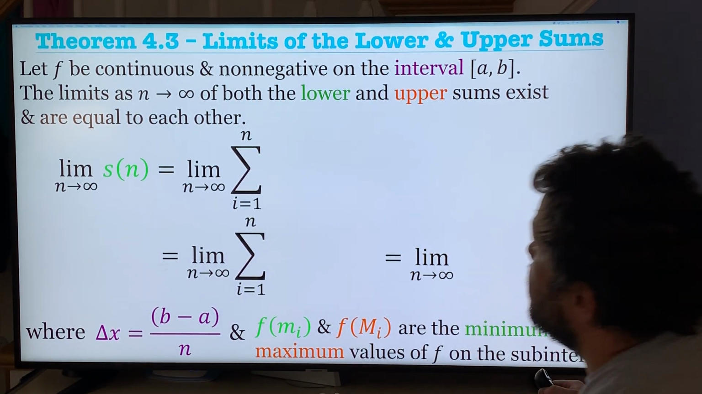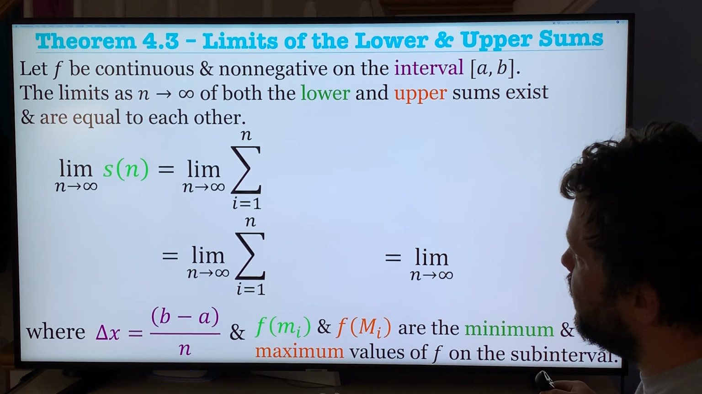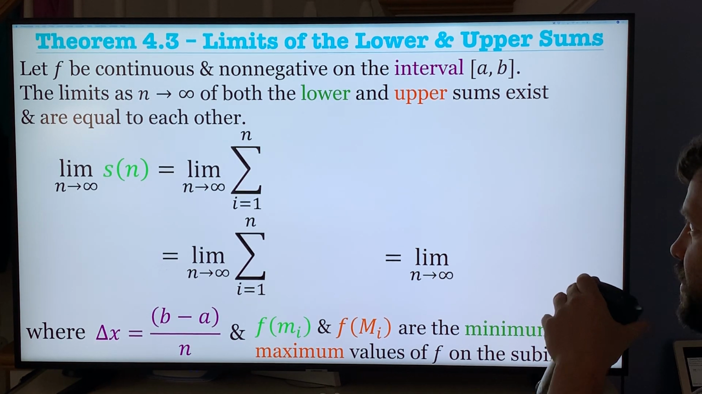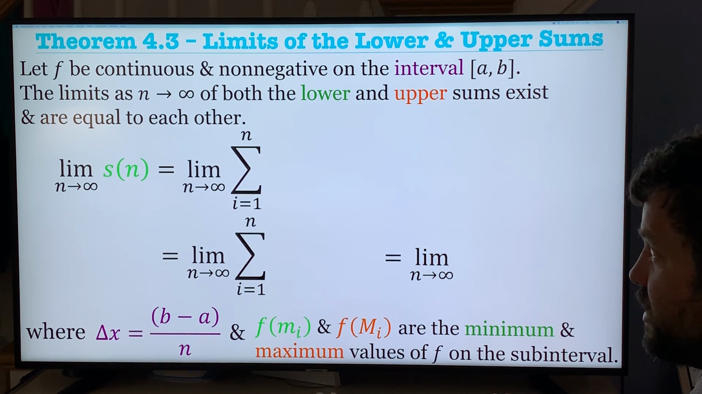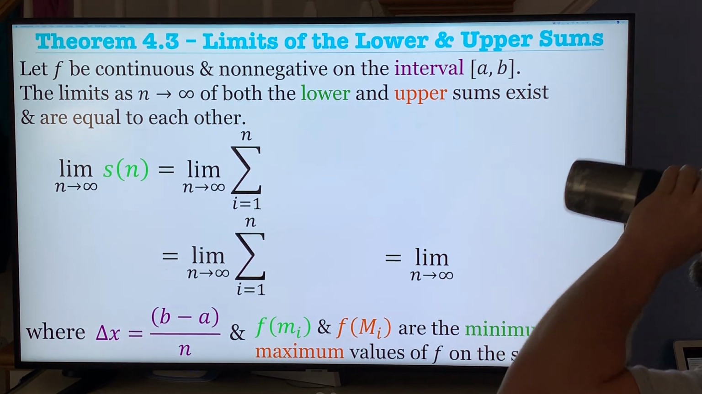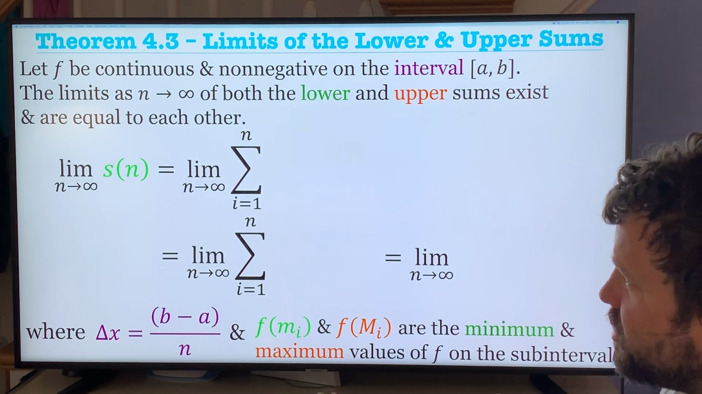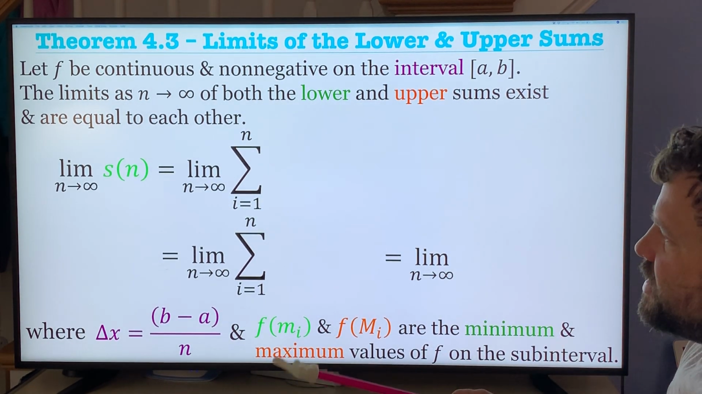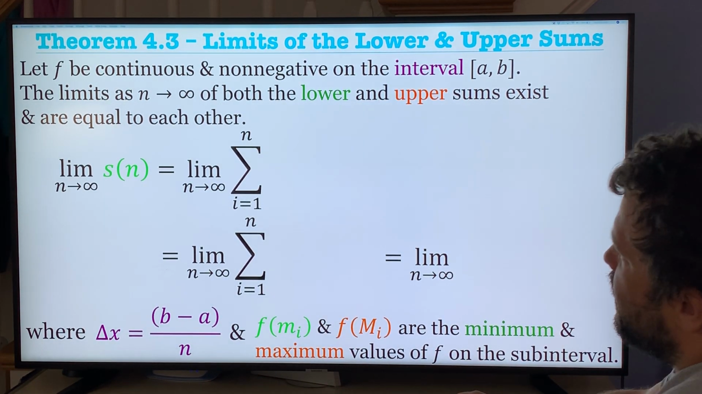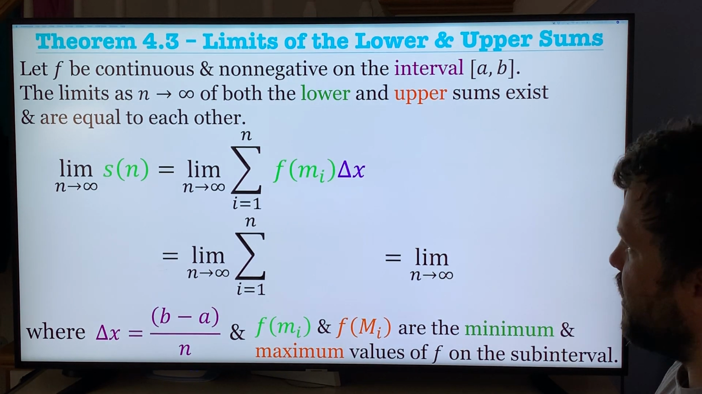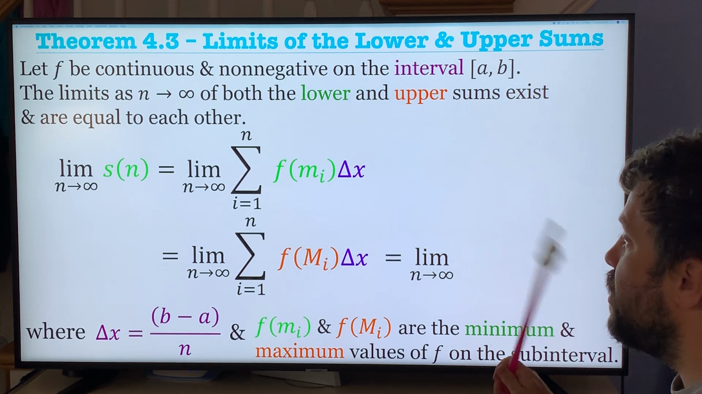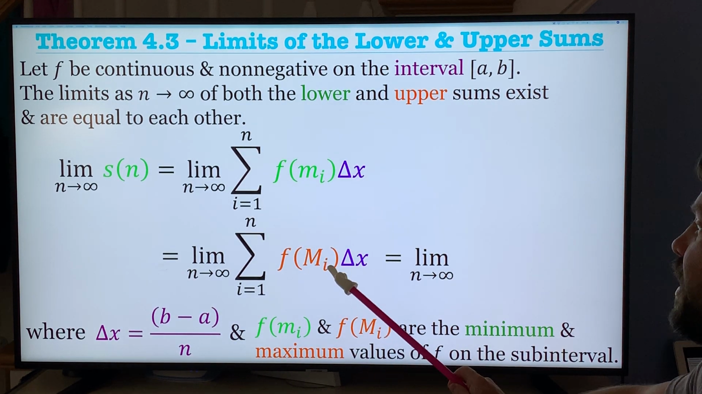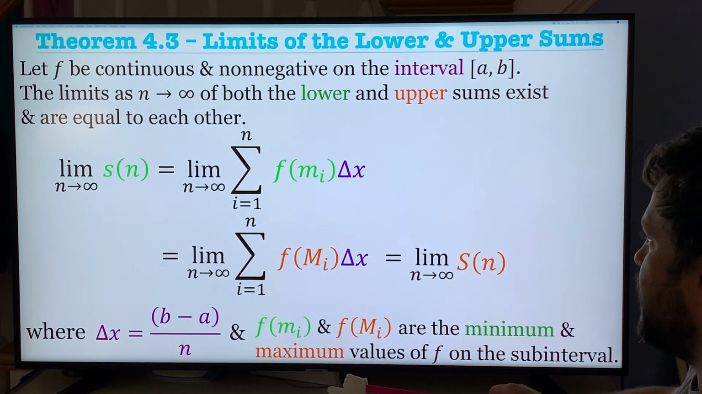So let f be continuous and non-negative on the interval from a to b. The limits as n approaches infinity of both the lower and upper limit sums exist and are equal to each other. Ready to see how to do this? The limit of s(n) as n approaches infinity equals the summation of f(m_i) delta x, which also equals the summation of f(M_i) delta x.